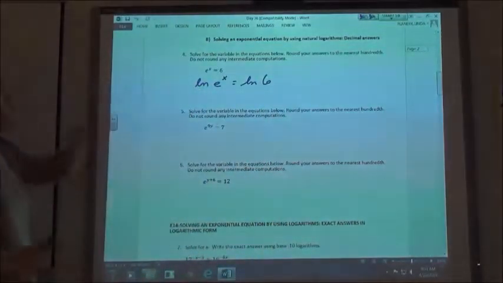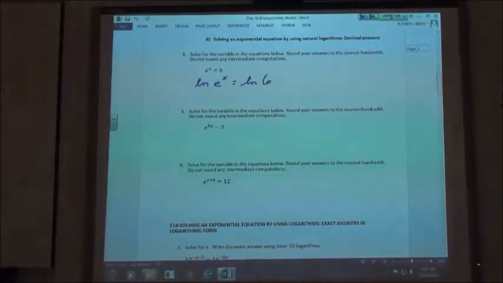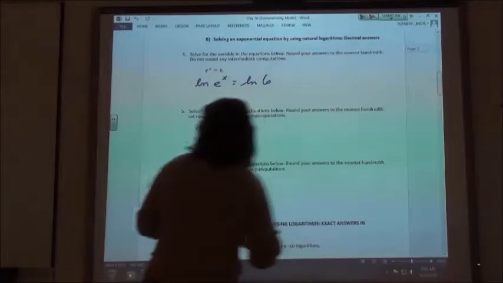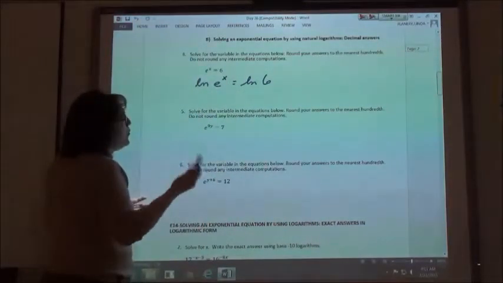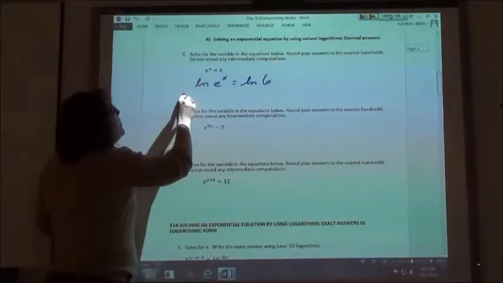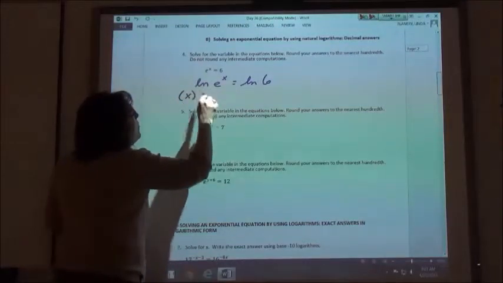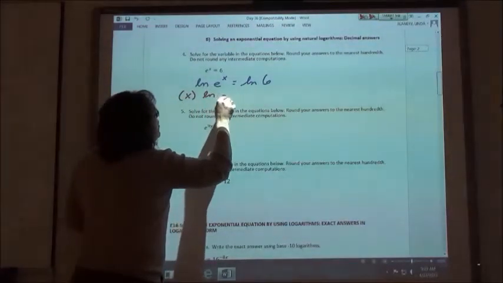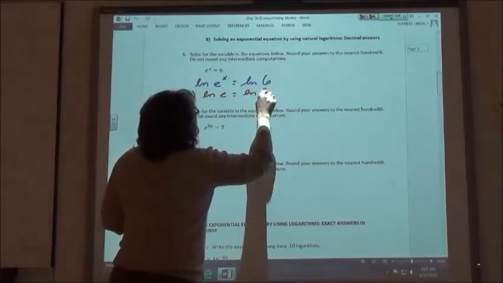So taking the natural log of both sides, I can now do what I did before, take my exponent and move it out in front. So this one has just a plain x. I don't really need the parentheses, but if you want to put the parentheses there like we did before, we can. So natural log of e equals the natural log of 6.